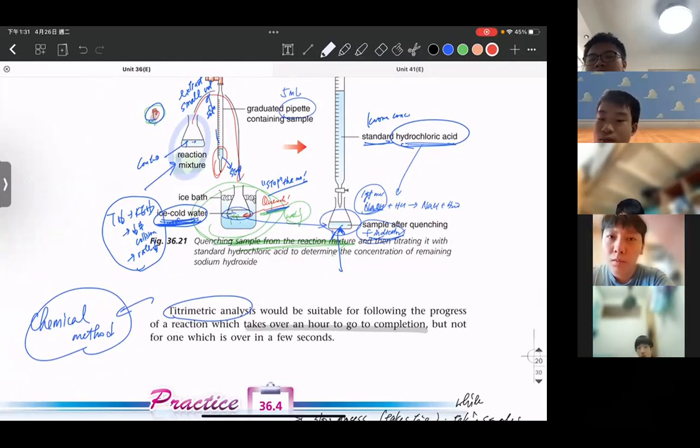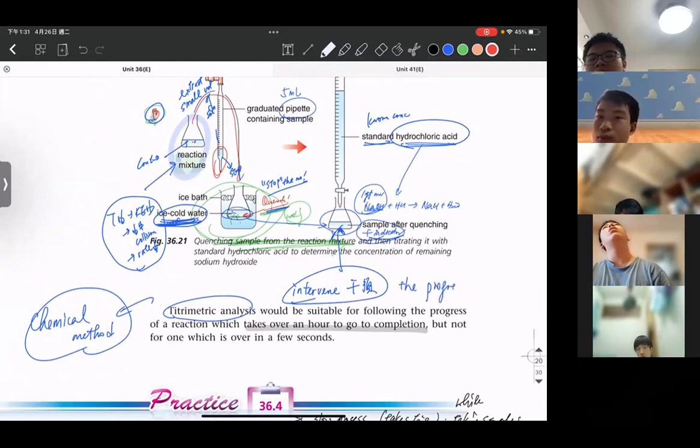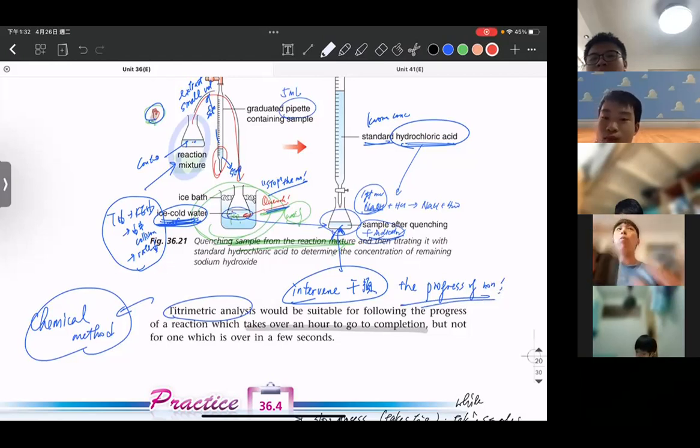Why? Because you are going to intervene in the progress of the reaction. You are going to stop the reaction from going before you really measure. Of course, that type of reaction will run rather slowly. For example, it takes over an hour, over 30 minutes. We'll use this method. Just wait, okay? Can you get my point?